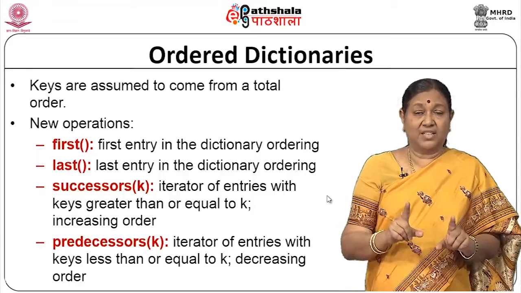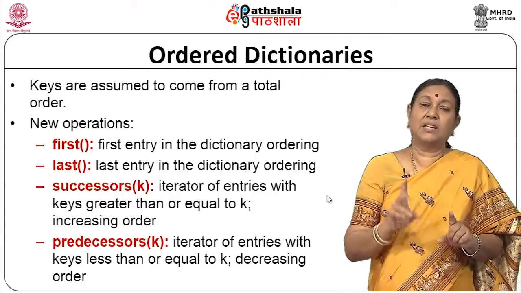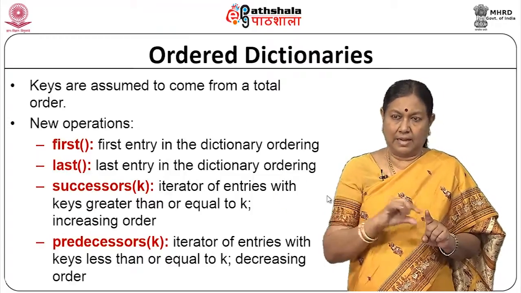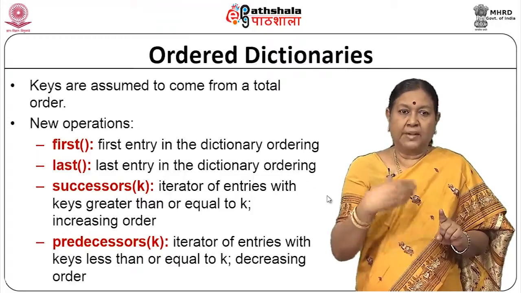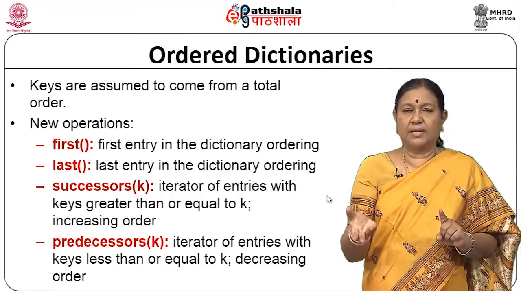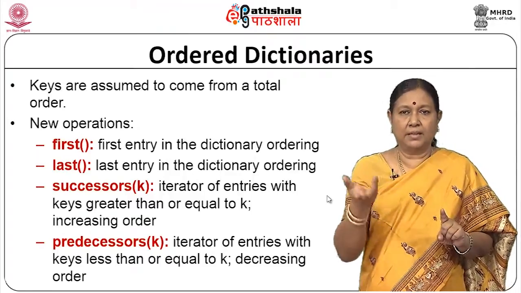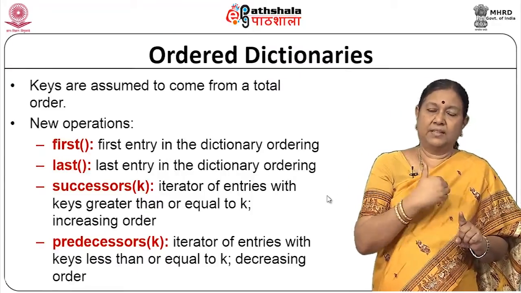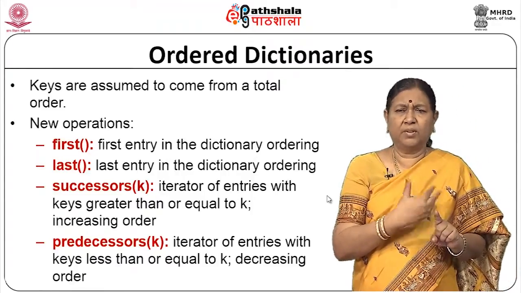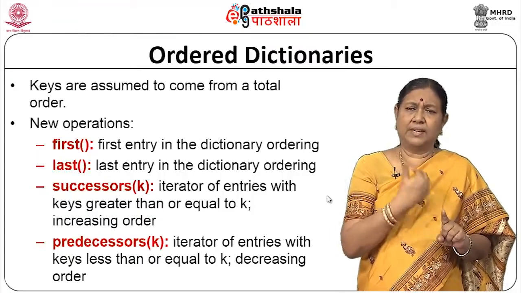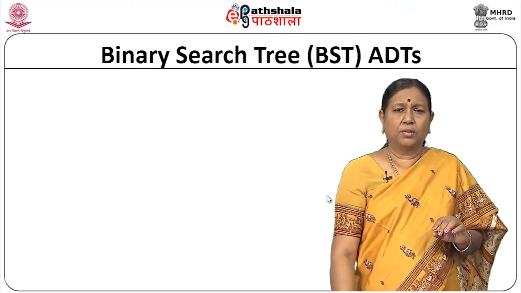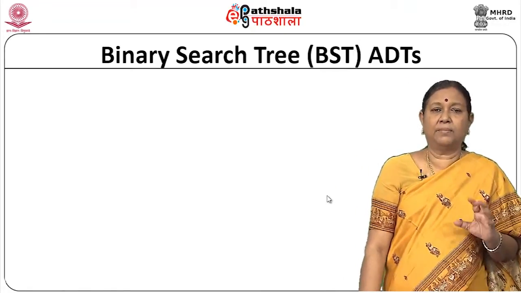So, in a binary search tree, what we are trying to say is, when you do in-order traversal, you get a list of elements in sorted order. When we say successor, it means the next element in the sorted order, or the next element in the in-order traversal, and when we say predecessor, we mean the previous element in the sorted order, whatever sorting it is, or in-order traversal, the previous. So, now let us go to the ADT for a binary search tree.